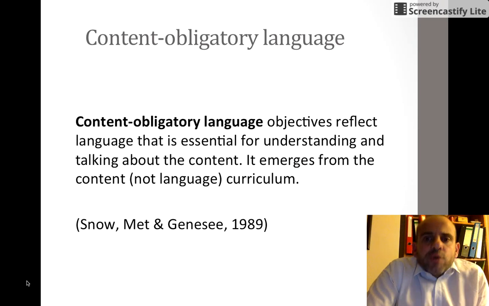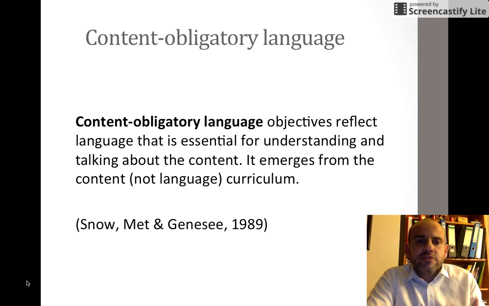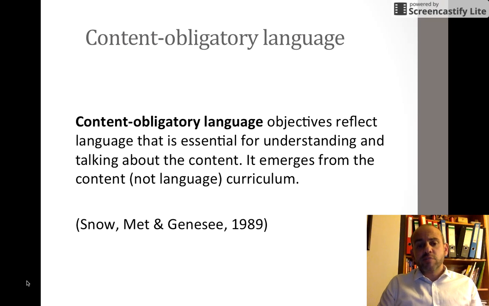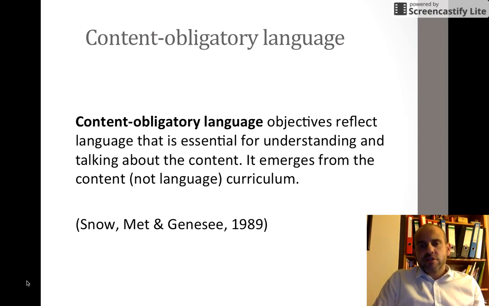Content obligatory language, according to the original scholars that formulated this term, are the language objectives that reflect the language that is essential for understanding and for talking about the content. It emerges from the content, not the language curriculum. What does this mean? Well, crucially, that it should be evaluated in one way or another by the content specialist, because no content obligatory language, no ability to achieve many of the objectives of the content curriculum, in this case, the natural science curriculum.